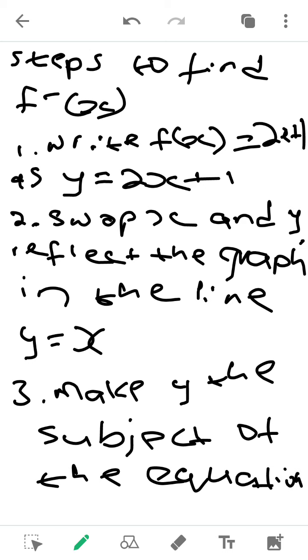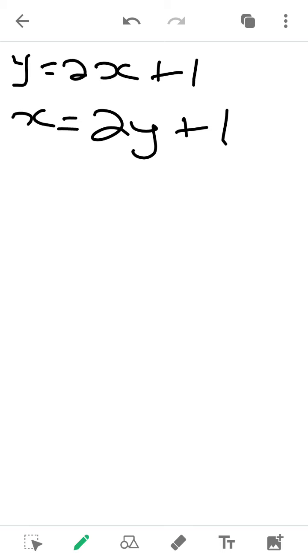So they said we must draw the graph of f of x, which is 2x plus 1, and the inverse of f of x. So first, let's write f of x in the form y. y equals 2x plus 1. Now, step number 2, interchange x and y. So wherever there is y, you substitute by x equals 2y plus 1. Step number 3, you make y the subject of the formula.